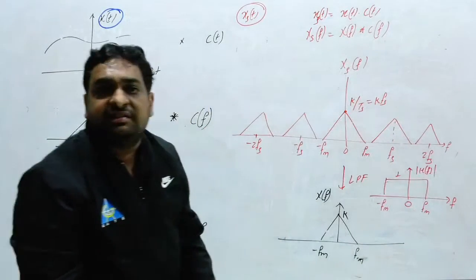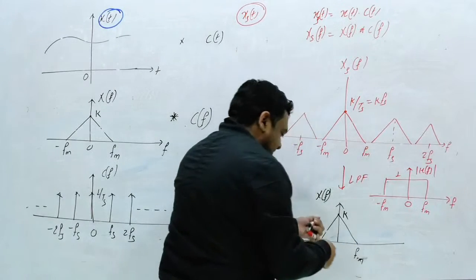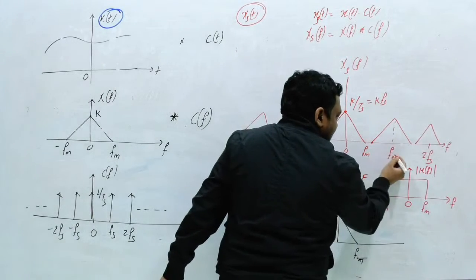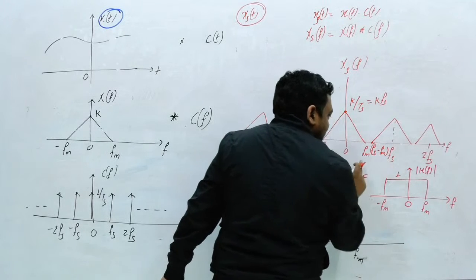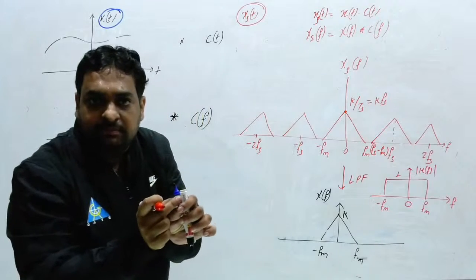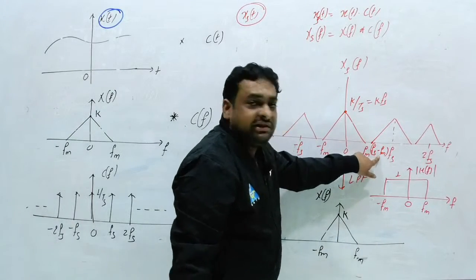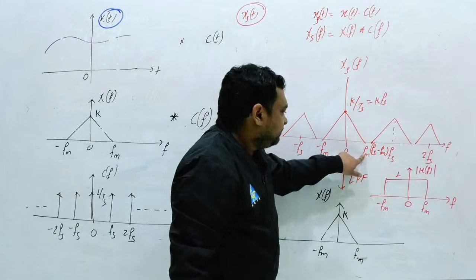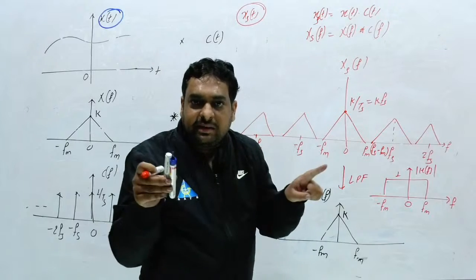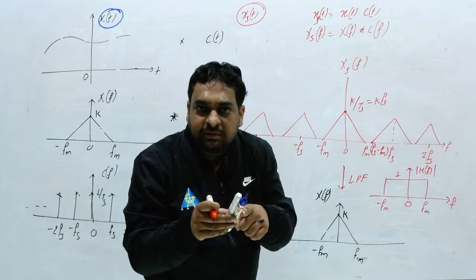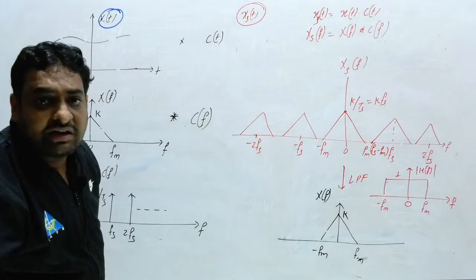So here three cases can be possible. If this is FM, what will this point be? This point you can say is Fs minus FM. What if both are the same? If this point is greater than this point, and third case, this point is less than this point, it means both are overlapping, both are separate, and both are at the same point. Clear? So three cases can be possible here.